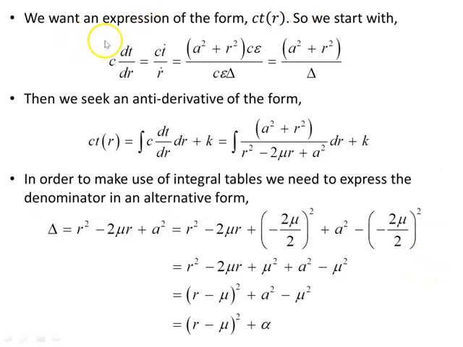All right, now we want an expression in the form ct(r). So we start with c dt dr is ct dot on r dot, using the components from the previous two slides earlier. And that gives us (a squared plus r squared) c epsilon over c epsilon delta, or just a squared plus r squared on delta. Then we seek an antiderivative of the form ct(r) as the integral of c dt dr plus a constant of integration. And we now have the integral of a squared plus r squared from up here, and the delta was r squared minus 2 mu r plus a squared, dr, plus the constant of integration.